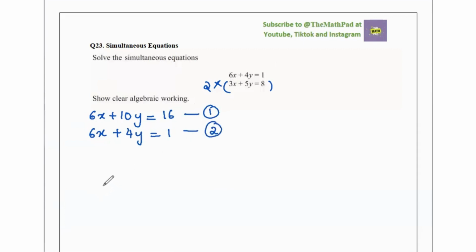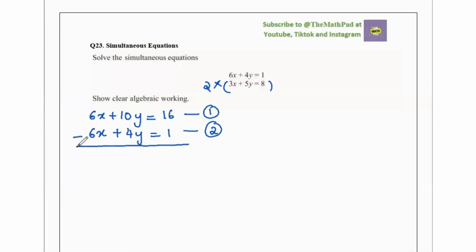Now that we've made the coefficients equal for the variable we want to eliminate, the next step is to identify the sign for that variable. Is that variable positive in both the equations? Is it negative? Are they different? Are they the same? As you can see, x is positive in both the equations, which means to eliminate x, we need to subtract the equations, because if we were adding them, 6x plus 6x would give us 12x. x would still be there, it's not getting eliminated. So you have to pick the operation which allows you to eliminate the variable that you want to.